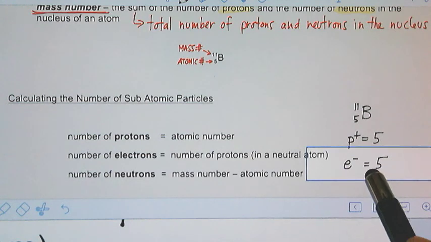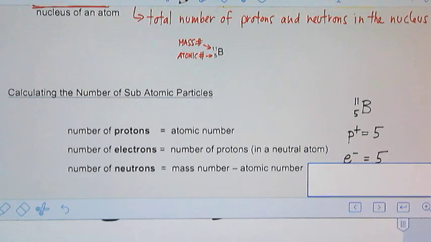The last subatomic particle is the neutron. In order to do so, we have to subtract the atomic number from the mass number. Whenever you're doing this, I want you to write out the expression. Don't attempt to do this in your head. Take the time and care to write this down so you don't make any simple mistakes. The number of neutrons is equal to 11 minus 5, which is? 6. Perfect.